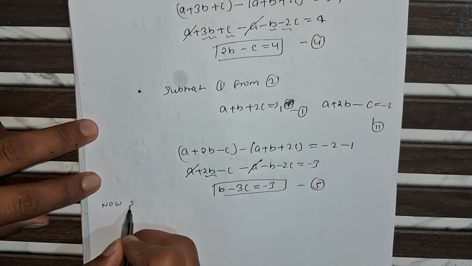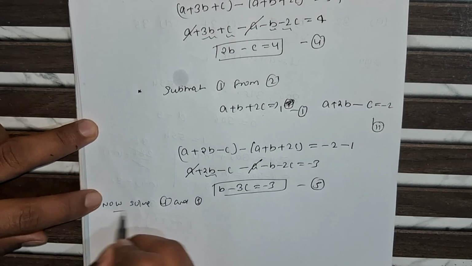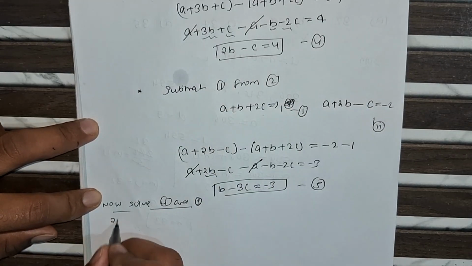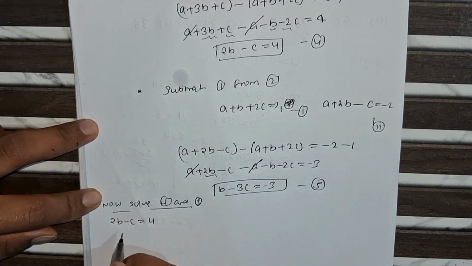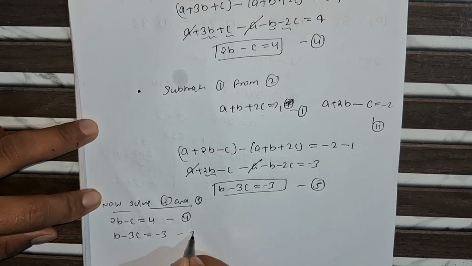So now solve the 4th and 5th equations. What is our fourth equation? 2b minus c equals 4. This is our fourth equation. And b minus 3c equals minus 3. This is our fifth equation.